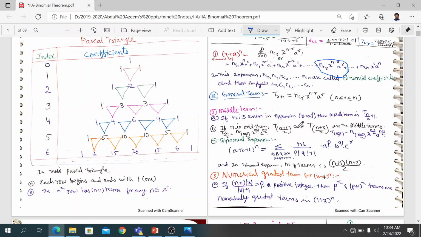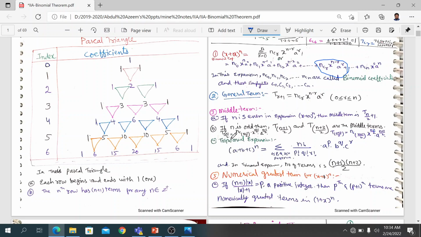Okay, so what will be there? T n plus 1 by 2 is equal to NC n minus 1 by 2 x to the power of n plus 1 by 2 a power of n minus 1 by 2, and T n plus 3 by 2 is equal to NC n plus 1 by 2 x to the power of n minus 1 by 2 into a power of n plus 1 by 2. So these are the middle terms if n is even and n is odd.